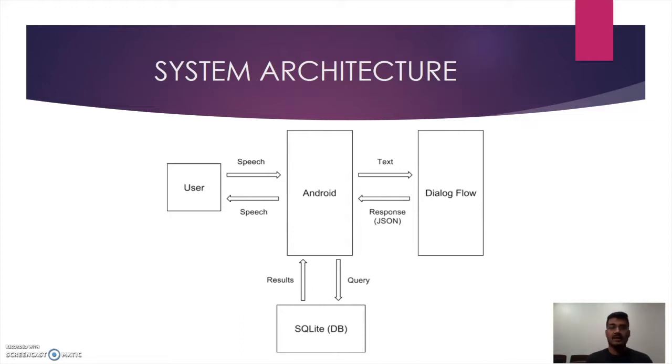The way this works is the user speaks to the Android system, and the Android voice API transforms that into text format. Then that text is sent off to Dialogflow. Dialogflow then uses a slot mechanism to fill out certain parameters inside the system and responds to the Android in a JSON format, where if the user needs to query some database, the JSON includes the query parameter. The Android then sends a query to the SQLite database, and the result is sent back to the Android and displayed to the users.